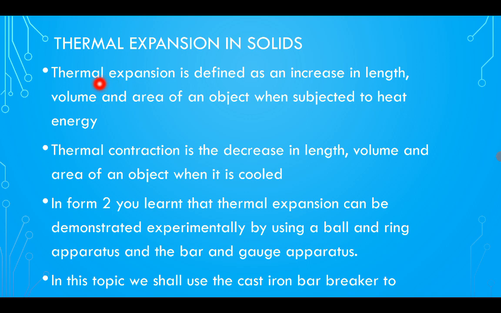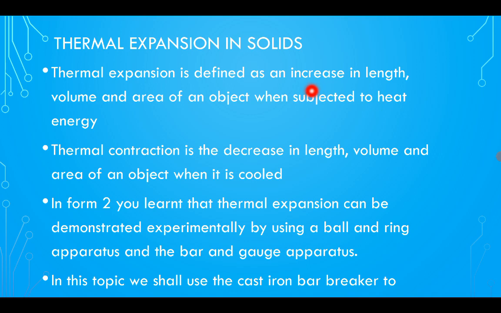So we are saying thermal comes from heat, and expansion comes from the verb to expand. So thermal expansion, what does it mean? Thermal expansion is defined in physics as an increase in length. So an object becomes longer than it was before heating, and also an increase in volume. Remember that volume is the amount of space that an object occupies. Volume increases, length increases, as well as area. Area simply refers to the measure of surface.